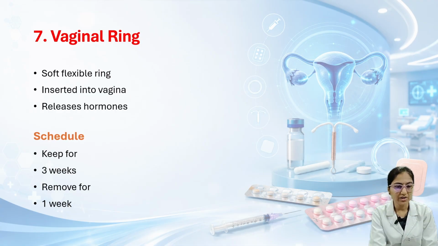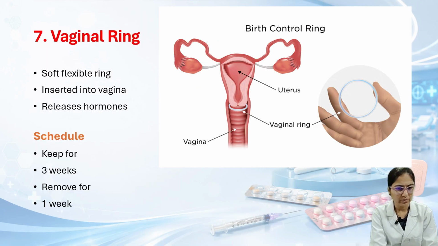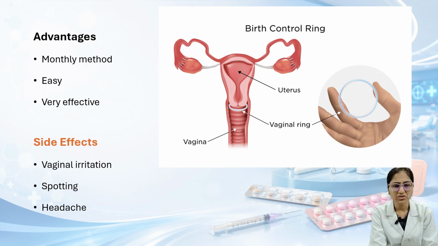Next, the vaginal ring. A soft, flexible ring inserted into the vagina releases hormones. The schedule is keep it for 3 weeks, remove for 1 week. Advantages: it's a monthly method, easy, and very effective. Side effects are vaginal irritation, spotting, and headache.